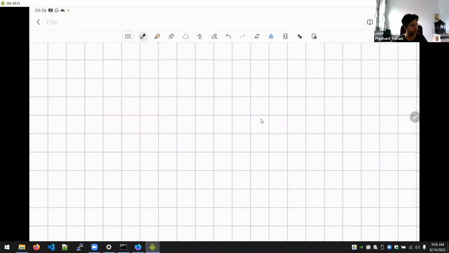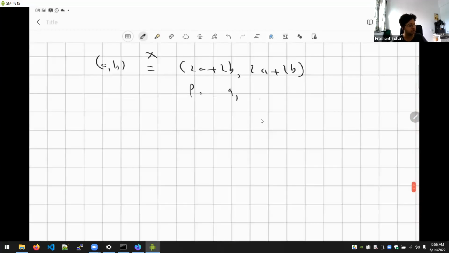Because very simply, you can take PQRS all equal to 2, for example. Clearly, GCD of A and B is not going to be equal to GCD of 2A plus 2B and 2A plus 2B. This is not going to be the case, right? Because clearly there is a power of 2 being added here, and A and B may be odd numbers, for example. So PQRS cannot be any numbers, that is for sure.